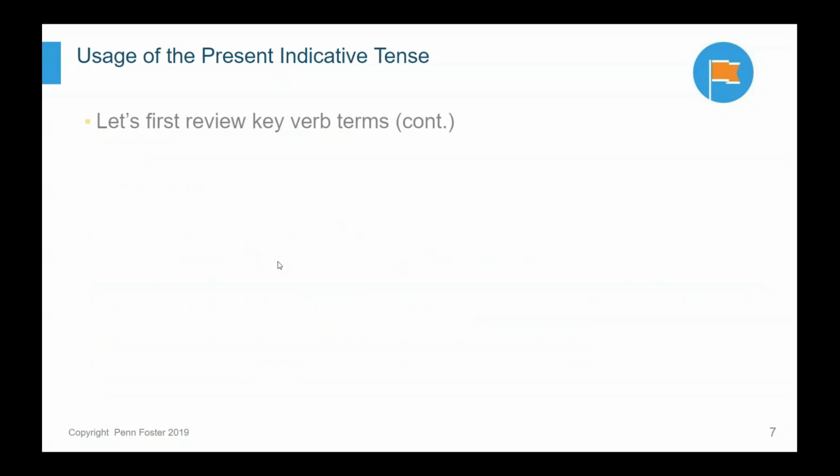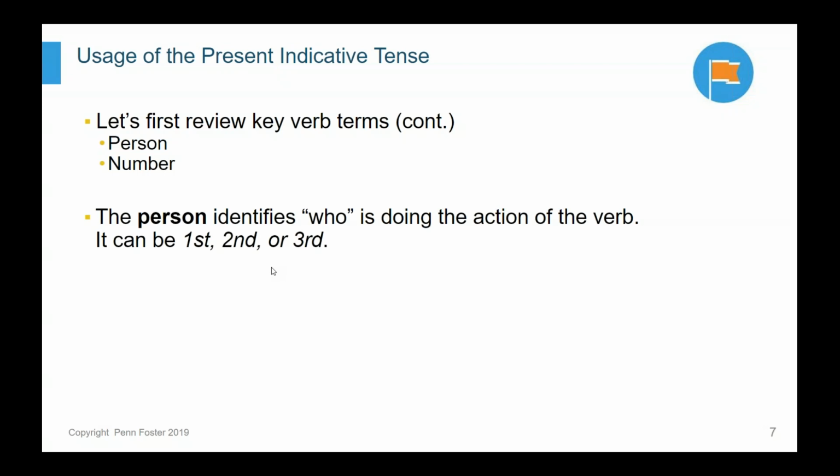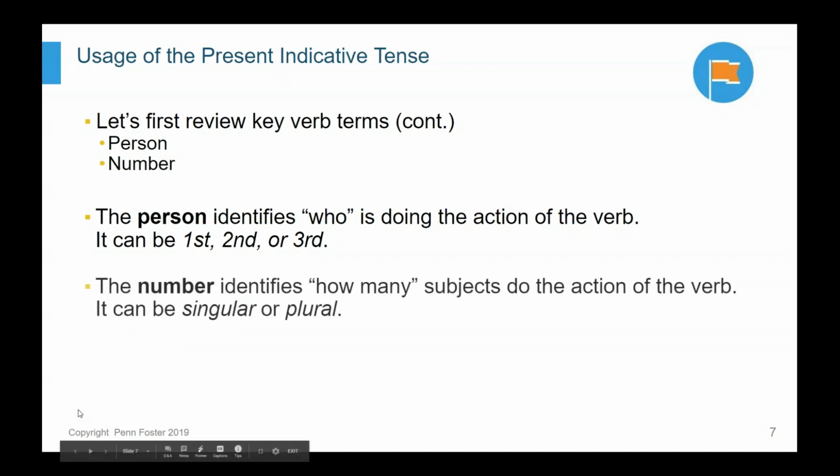Couple more verb terms. So person and number. Person identifies who is doing the action of the verb. So we talk about person in first, second, or third. First person meaning I or we, second person you, and third person he, she, or they. These are primarily in English, and they do have some Spanish equivalents that we're going to cover next. And then finally, number identifies how many subjects do the action of the verb. So this can be classified according to singular or plural.